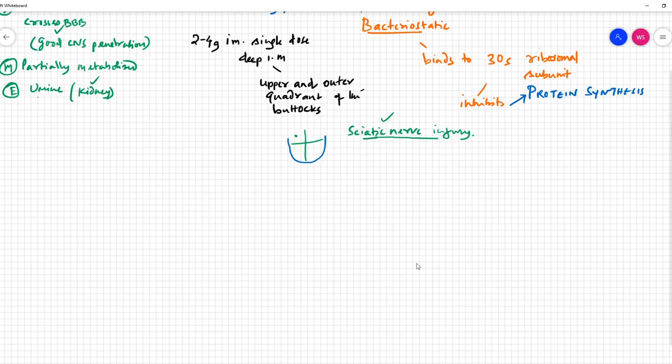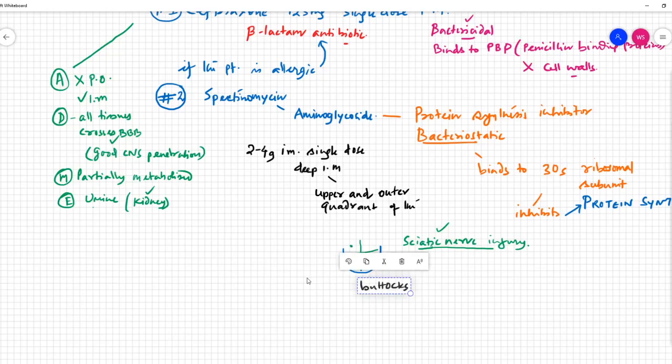So again, why is spectinomycin given? Because it is an alternative in beta-lactam allergic patients. Okay, and the distribution and metabolism information is not very clear, how it is distributed or how it is metabolized. The information is kind of lacking in the literature. But it is excreted through the kidneys. Okay, as for ceftriaxone, it is excreted through the kidneys.